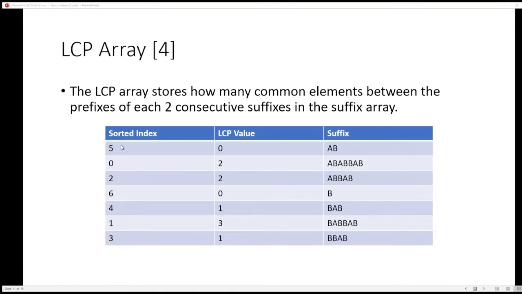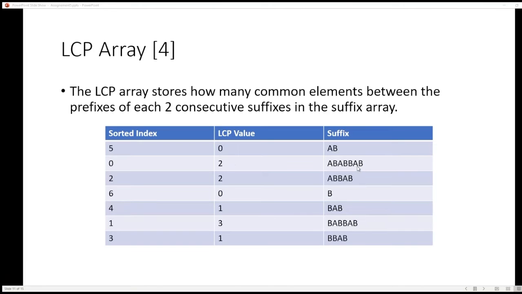So now we will talk about the LCP array. Suppose this is the suffix array, and these are the corresponding suffixes. The LCP array will store how many common elements there are between the prefixes of 2 consecutive suffixes in the suffix array. The LCP value for the first suffix is 0 by default. Then, if we compare the first 2 consecutive suffixes, we can see that they have 2 common elements in their prefix, so we store 2 as the LCP value.